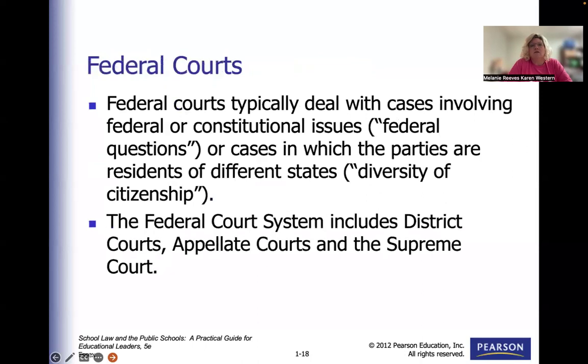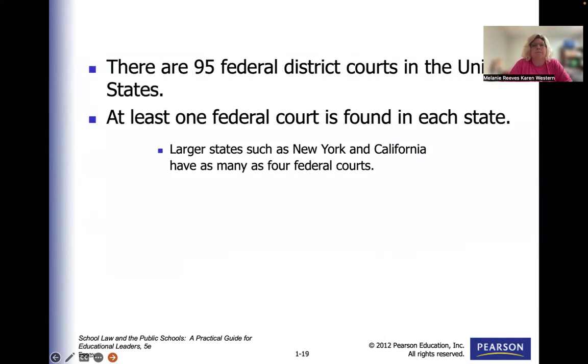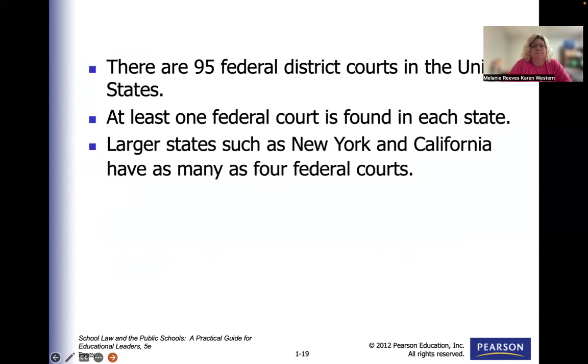Federal courts handle cases involving federal or constitutional matters and cases with parties from different states. The federal court system includes district courts, appellate courts, and the Supreme Court, with a total of 95 federal district courts in the United States. Appellate courts review lower court proceedings for legal errors, ensuring proper application of law and constitutional interpretations. The largest ones, of course, are New York and California.